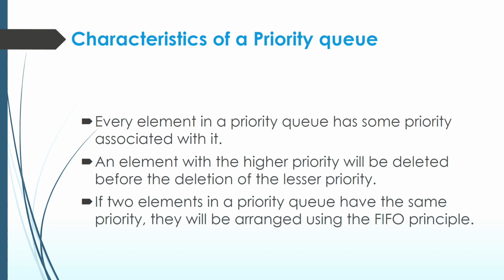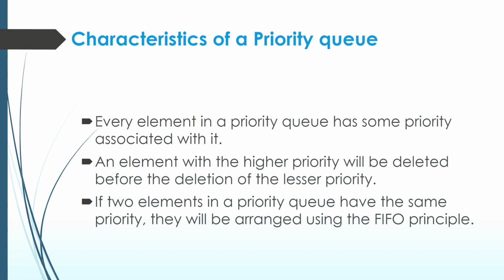contains the following characteristics. Every element in a priority queue has some priority associated with it. The second one is an element with the higher priority will be deleted before the deletions of the lesser priority. So, as we have seen in the notepad, the number 22 will be deleted first because of its higher priority. The number with higher priority will be deleted before the deletion of the lesser priority. So, as you can see, the number 22 will be deleted at first because of its highest value, and the number 1 will be deleted at the very end because of its lowest value. So these are some characteristics.